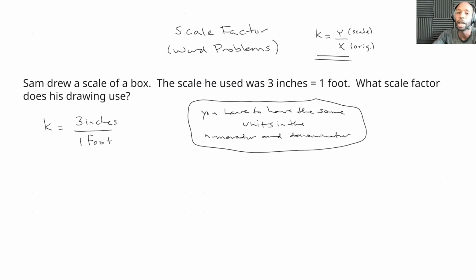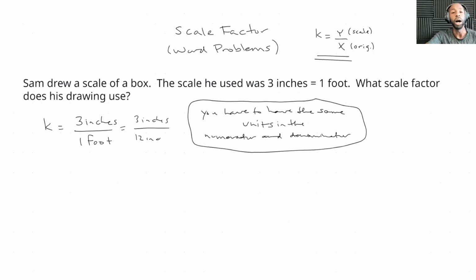And let me see if I can help you make sense of that by doing it here. So we need to ask ourselves, 3 inches for every 1 foot. Now let's convert this unit down here to inches. How many inches are in a foot? Okay, 12 inches. So we're going to say this is also equal to 3 inches for every 12 inches.